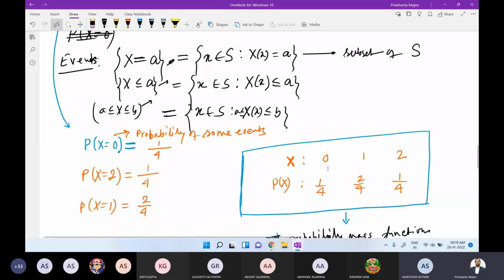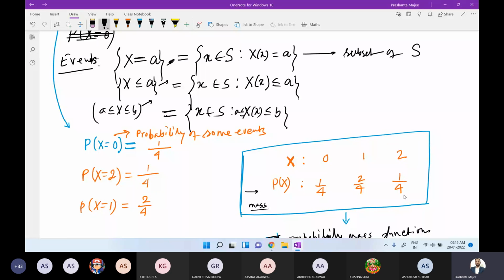What is the weightage for assuming 0? 1/4. For assuming 1, the weightage is 2/4. And for assuming 2, the weightage is 1/4. So these are called weights in the case of a discrete random variable, or mass. Let me use the word mass. So this is called the mass of the random variable.